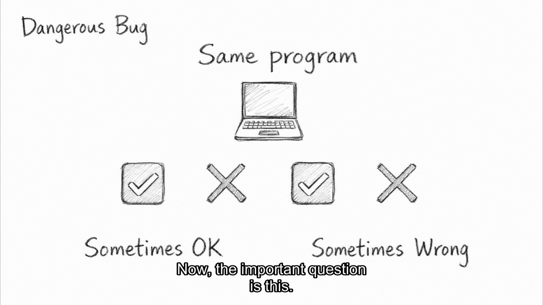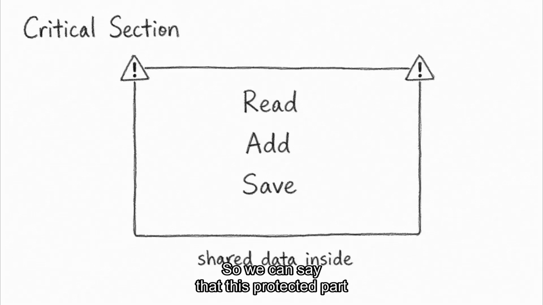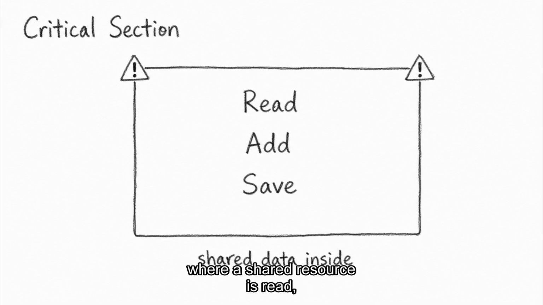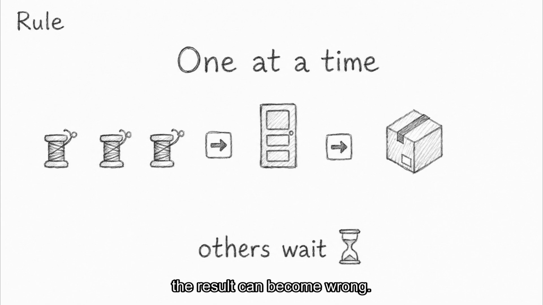Now the important question is this: how can you prevent multiple threads from changing the same data at the same time? To solve this problem, we need to protect the part of the code where the shared resource is accessed. So we can say that this protected part is the critical section. A critical section is a part of code where the shared resource is read, modified, or saved. If two threads enter this section at the same time, the results can become wrong.